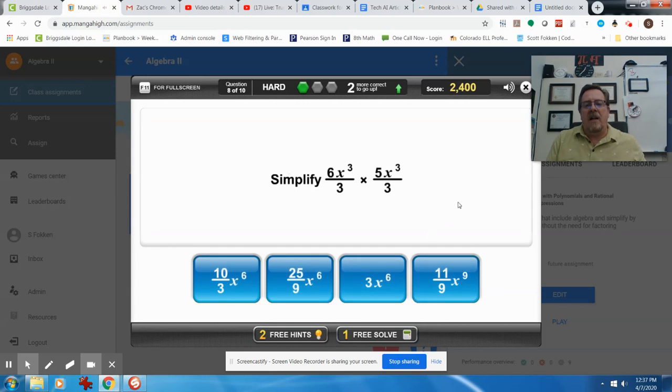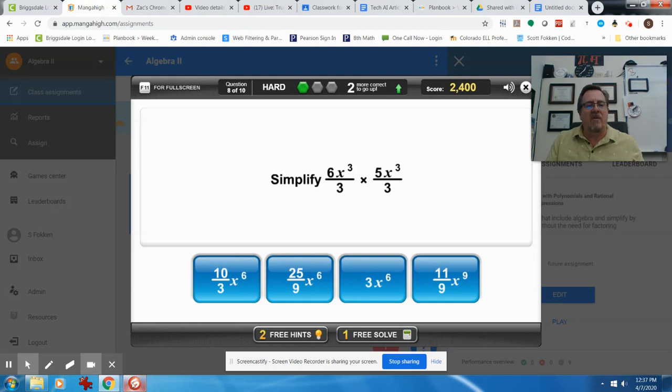Do you see any common factors on the top that we could cancel with anything on the bottom? Yeah, I think this 6 has a 3 in it, so I can divide by 3. So 6 divided by 3 is going to be 2, and 2x to the third times 5x to the third is going to give me 10x to the sixth. And I want you to look at how they're writing these. And then, of course, 3 divided by 3 here is going to be 1. So you got 1 times 3. It's going to be this one.